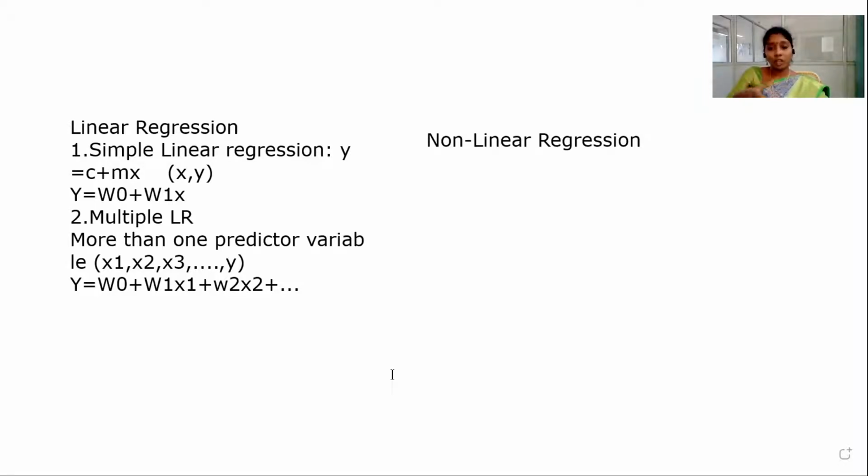So non-linear regression can model the data even though the data may consist of some non-linearity. So how to find out whether the data is linear or non-linear is very simple. If our data fits with the line y is equal to mx plus c, we can conclude that that is linear data.